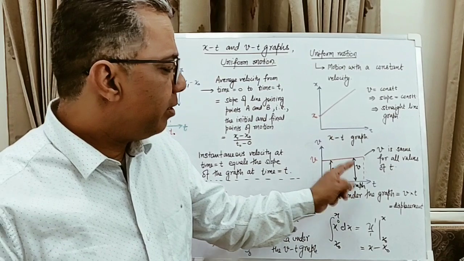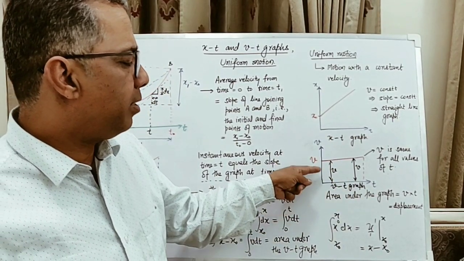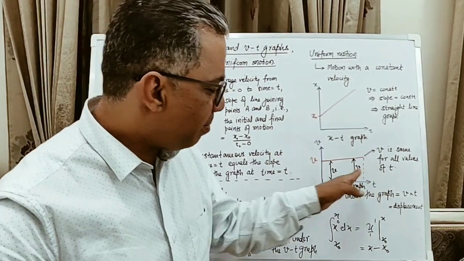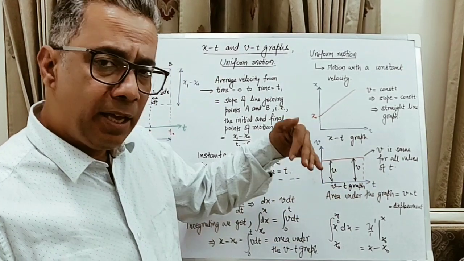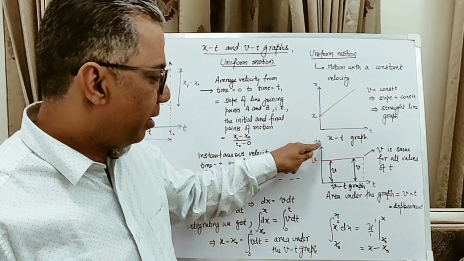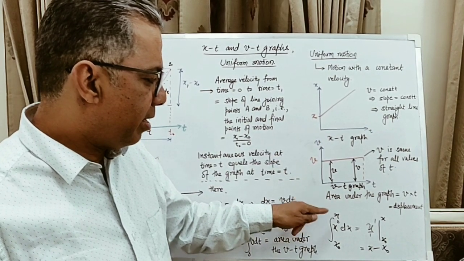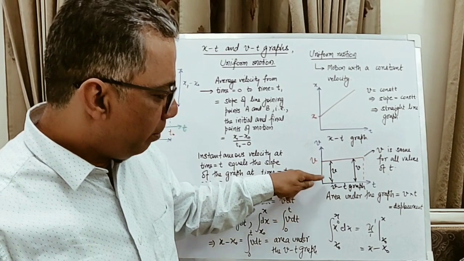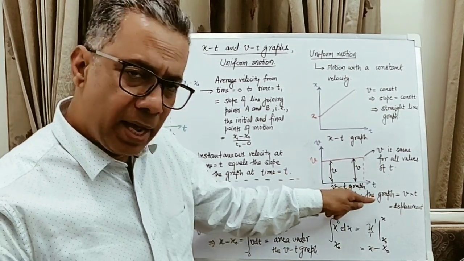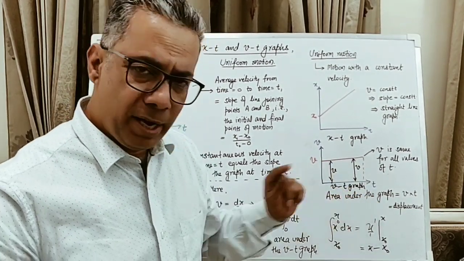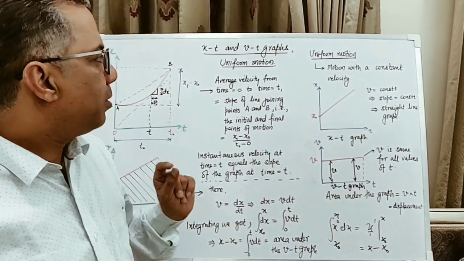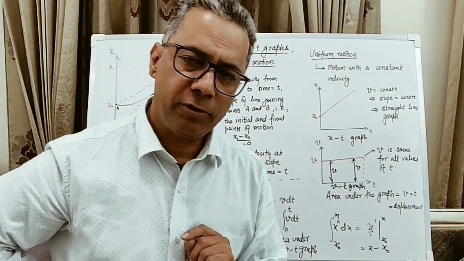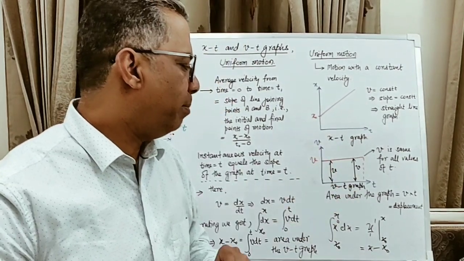Of course, this case represented positive velocity because velocity is above this time axis. In case the velocity is negative, this line would extend downward here, and v would be negative, so the graph would be below the time axis, of course still remaining horizontal. So that's the description of what we call uniform motion.